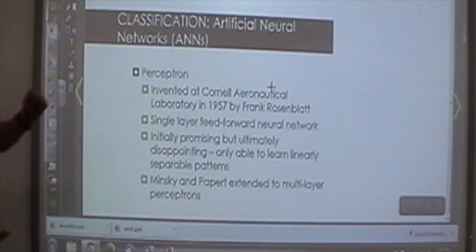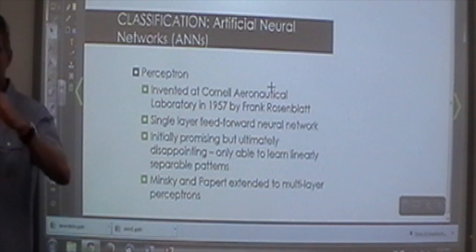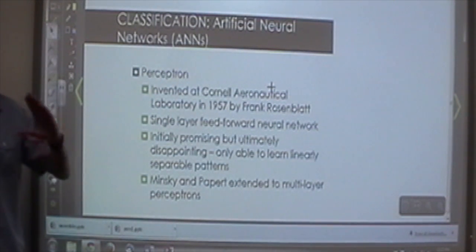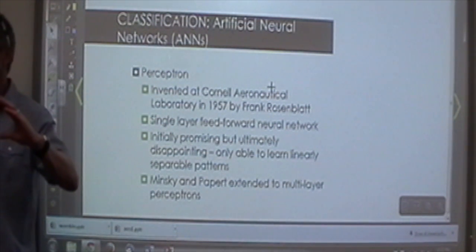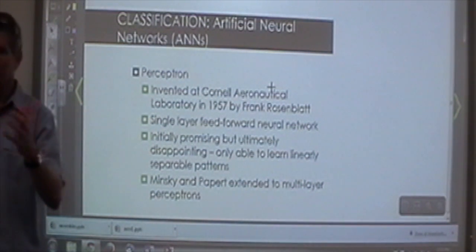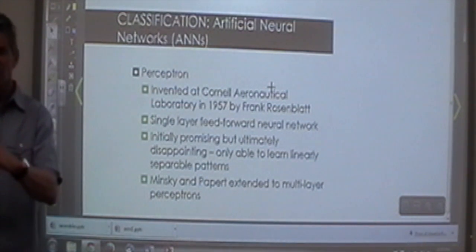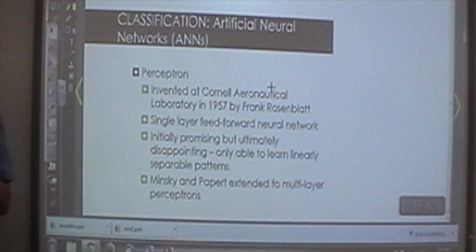So that was way back in 1957. It looked promising initially, but it ultimately was disappointing. It was only able to learn very simple, linearly separable patterns versus some of the more complex ones. For example, even though in support vector machines we looked at linear separations, we were able to use the kernel trick to get many different shapes.